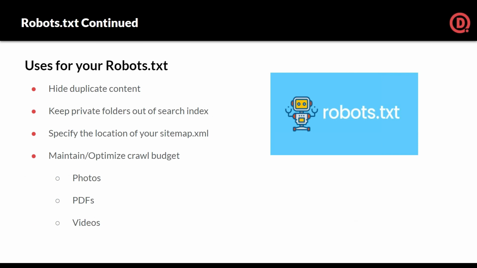And as for use cases, Robots.txt is a great way for us to hide duplicate content. So if we're storing a lot of our duplicated content in a specific subfolder, that's a great way for us to just kind of hide that material. If we have private material or private folders, again, that's a great way to keep them out of the search index. It's a great way for us to just specify the location of our actual sitemap XML file.